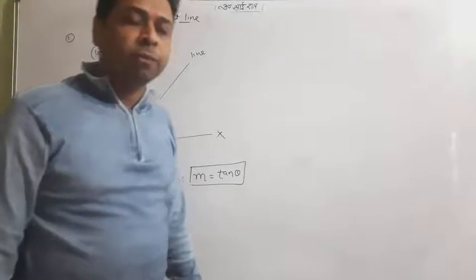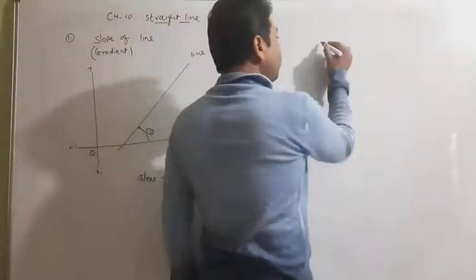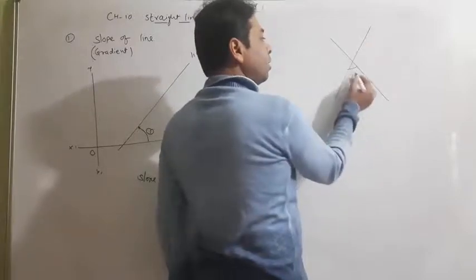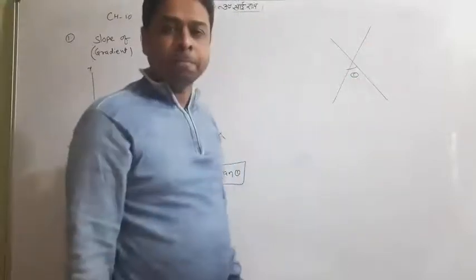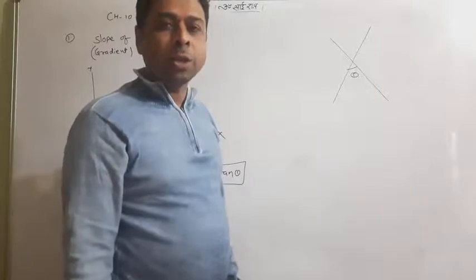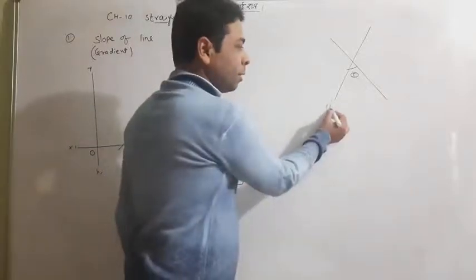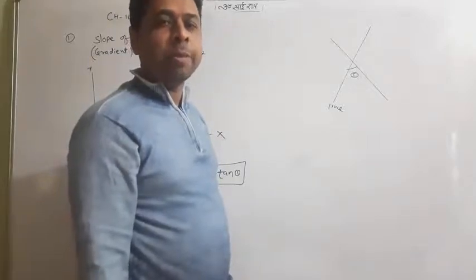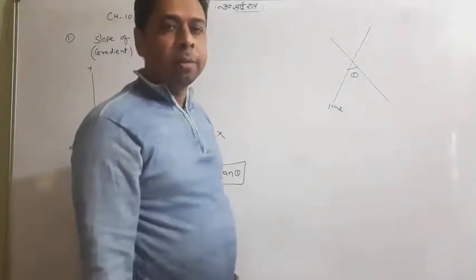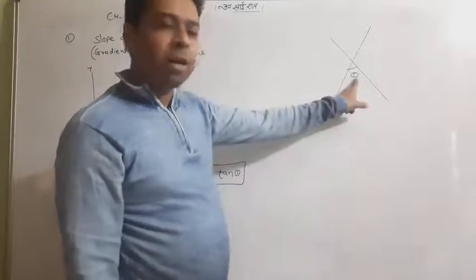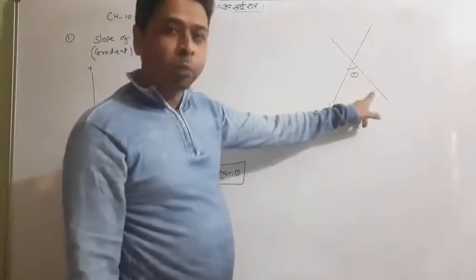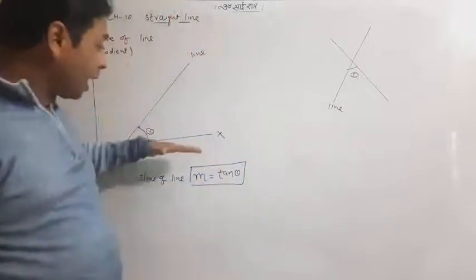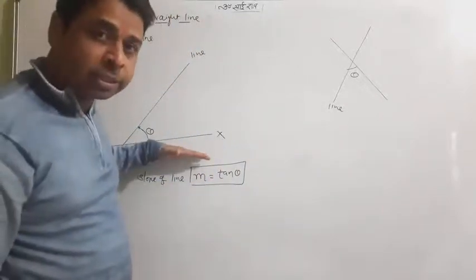Sometimes students get confused. Suppose we don't draw the axis, and theta is just here, and I ask you what is the slope of this line. Students say tan theta. I'm sorry, but it is the wrong answer, because you only watch theta, which is the angle between two lines. That theta is not the angle with the positive direction of x axis.